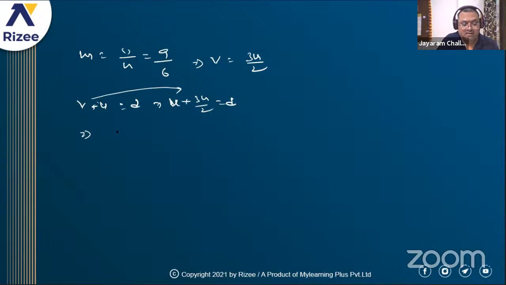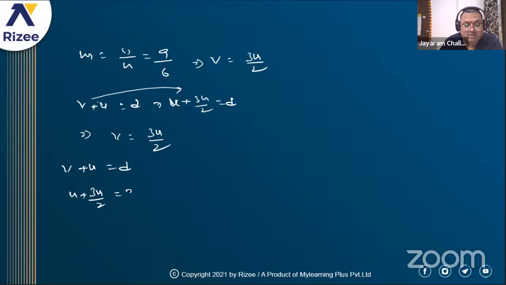So V is equal to 3U by 2, and cancelling the D value also, we have got this relation. But V plus U is equal to D, so from this one I can say that U plus 3U by 2 is equal to 90. On solving this one, U should be equal to 36 and V is equal to 54.